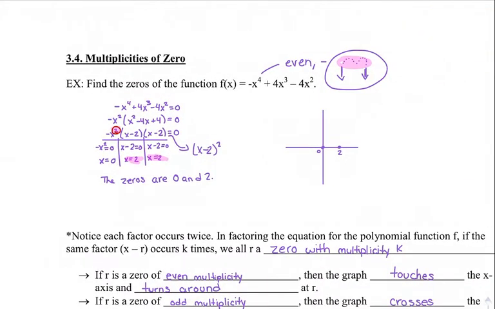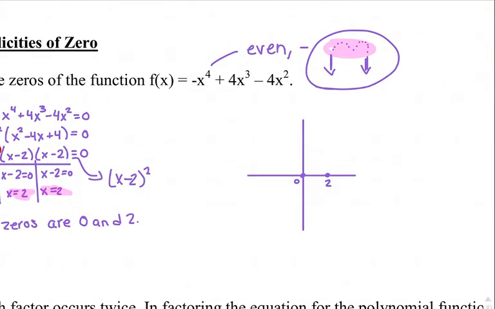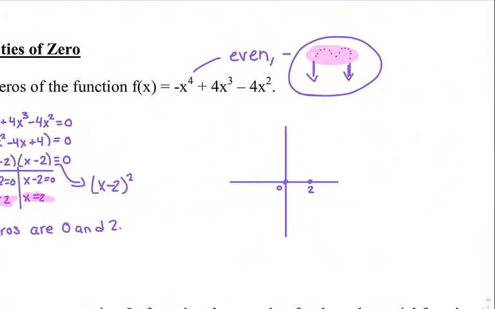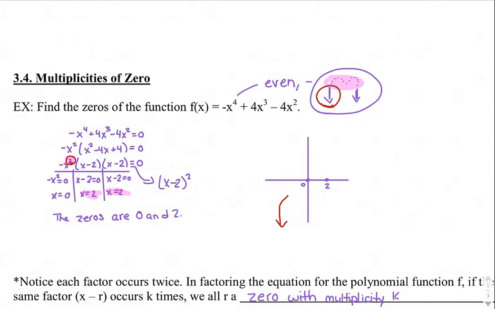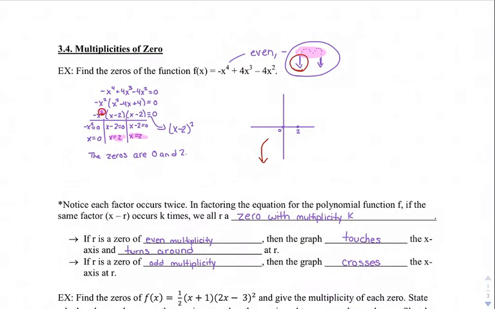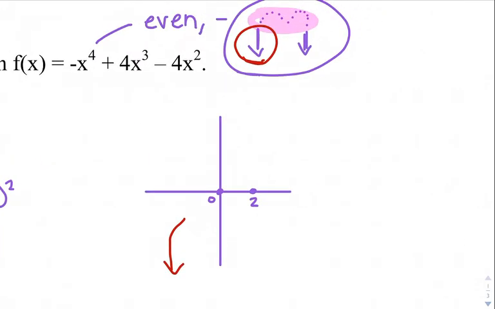What that means is that I know my end behavior has to start going down here. So I'm going to start with my arrow going down like this. That 2 that I circled means that it's going to touch the x-axis and turn around. So it would look like this. It touches 0, 0 and then turns around.